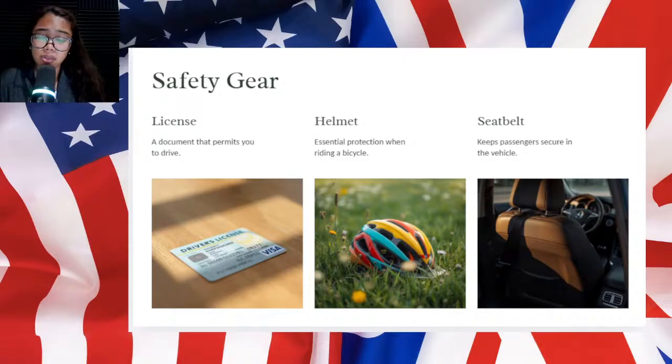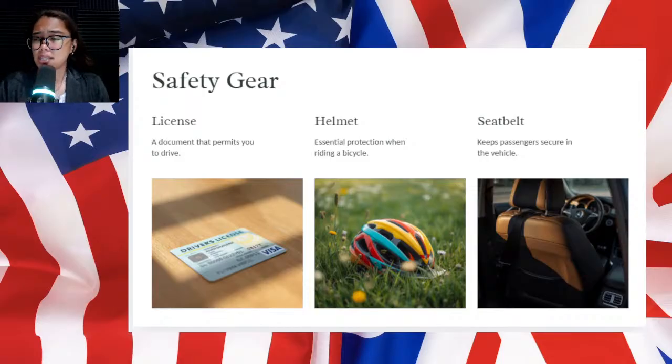So they check to see if you use mirrors, if you signal before turning, and if you stay calm in busy traffic. So only after you prove you are a safe driver do you receive your official permit. Okay? So that is a license.